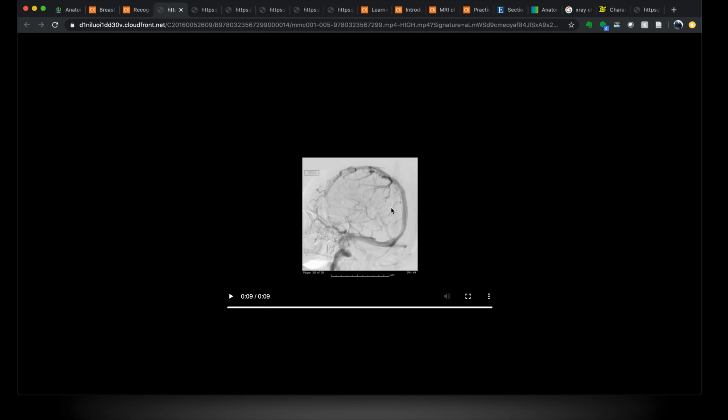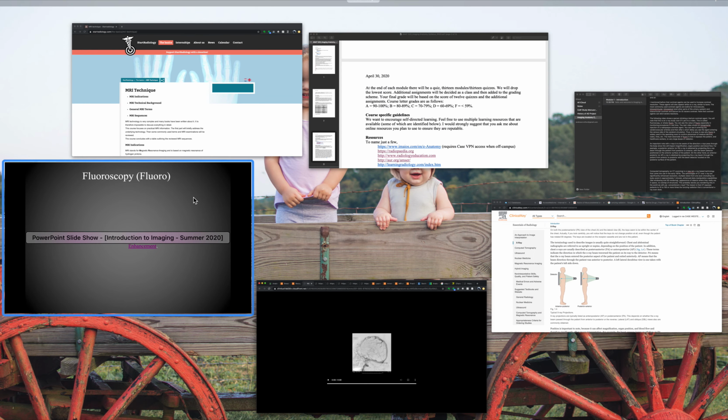The main downside of fluoro, though, is that it exposes the patient and the healthcare workers in the room to very large doses of radiation. So just like X-ray exposes patients to a fair amount of radiation, there's much more radiation coming about from fluoroscopy. So let's go back to our PowerPoint here.